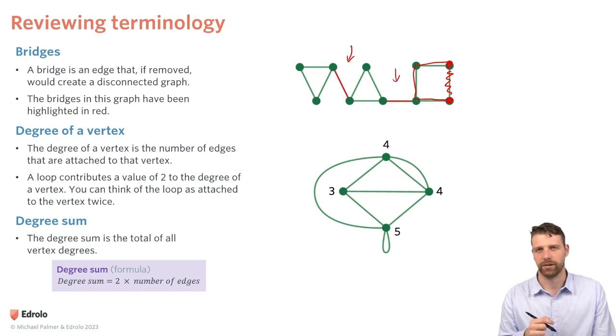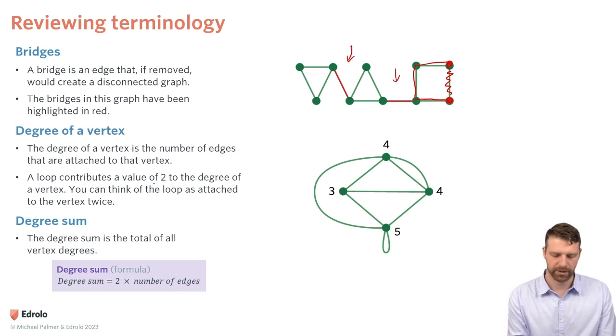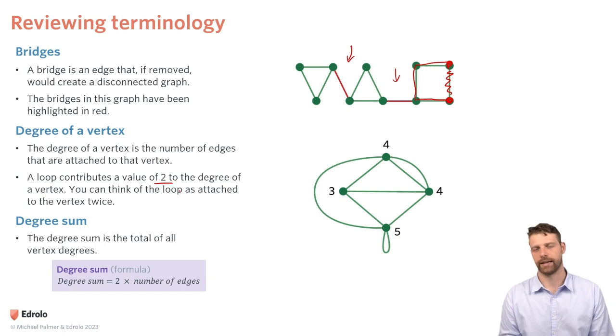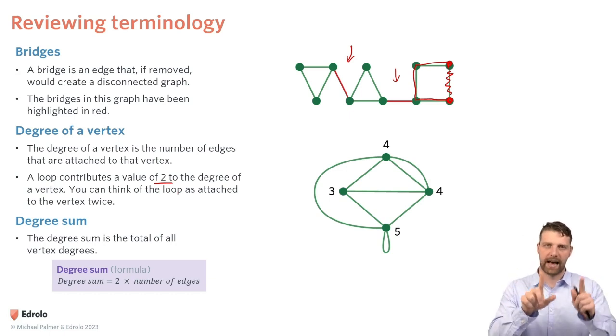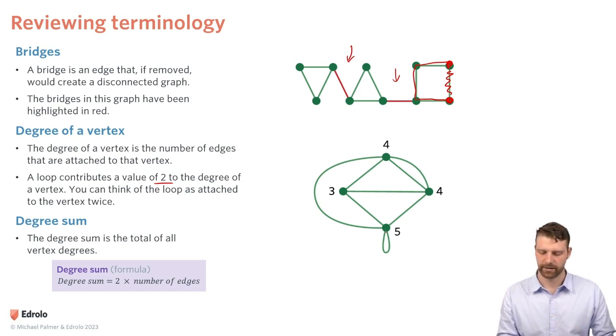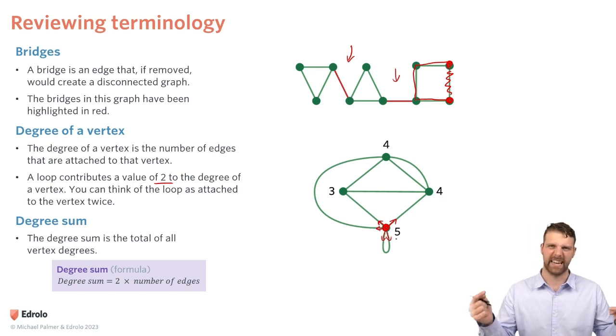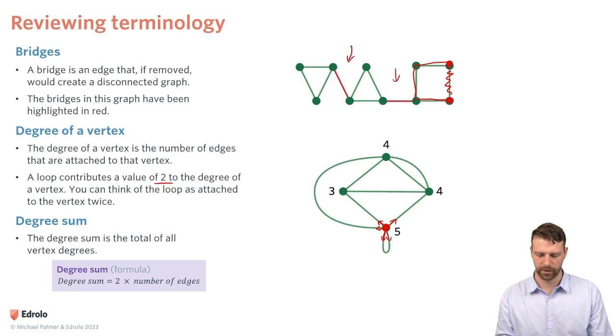However, there is a rule with loops that we need to look at. A loop contributes a value of 2 to the degree of a vertex. The way that I think about this is how many lines can I see coming out of one particular vertex. So let's start with this vertex here. I can see sort of 5 ways to leave, or you can think of 5 ways to get into that vertex. So the loop connects the vertex to itself, so we count that as 2.